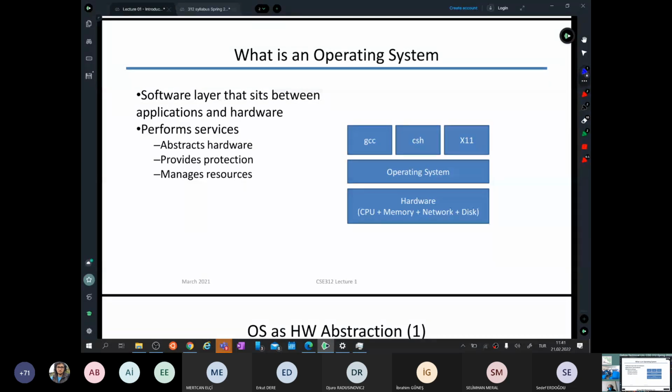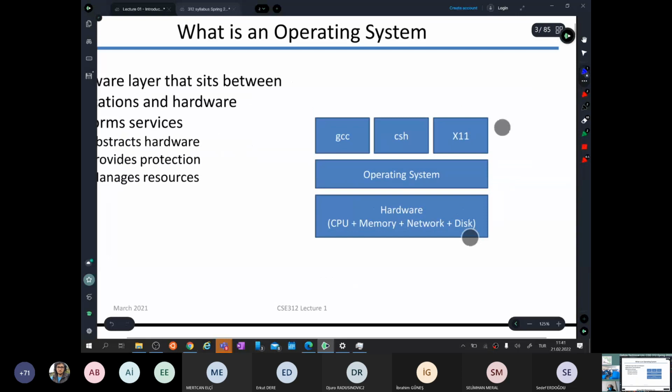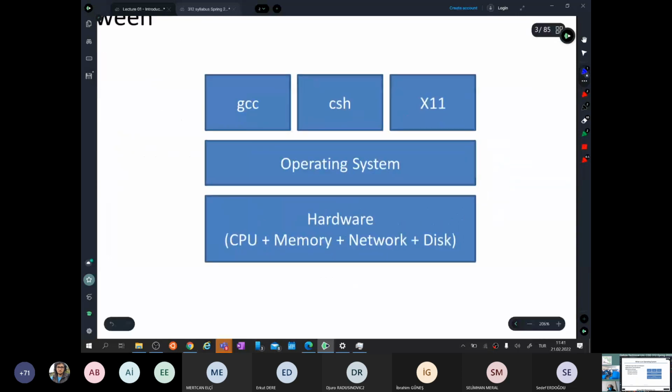So this is the first part, and this is the second part. Usually, we show the position of the operating system in a computer system like that. Okay, this is hardware. There is nothing about software in here. It is all about the CPU, our memory, our network card, our disk, and it is all hardware.